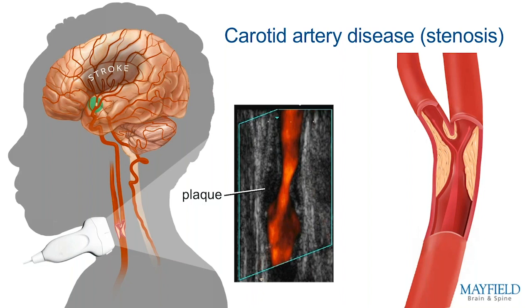So it can be detected by a Doppler ultrasound in the neck, and that's kind of what this looks like. You can see this black area here is the plaque. You can tell how that's narrowing the blood flow as it goes through the artery.